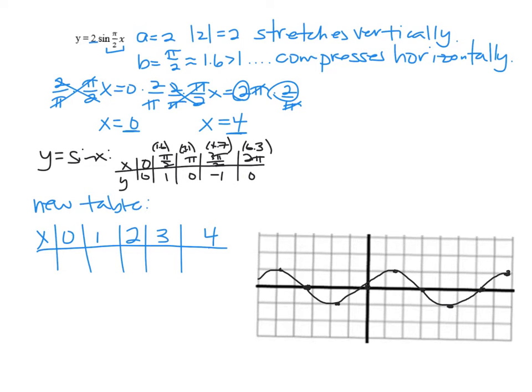Now notice our outputs. We said that a was 2. So we're going to multiply all of our outputs by that 2.